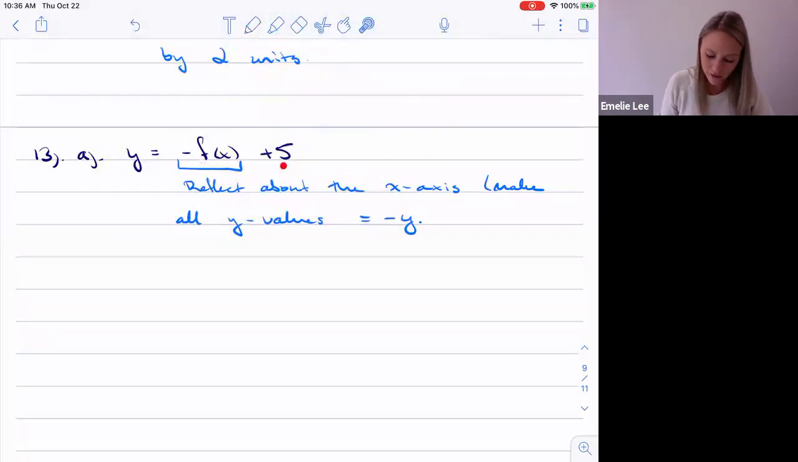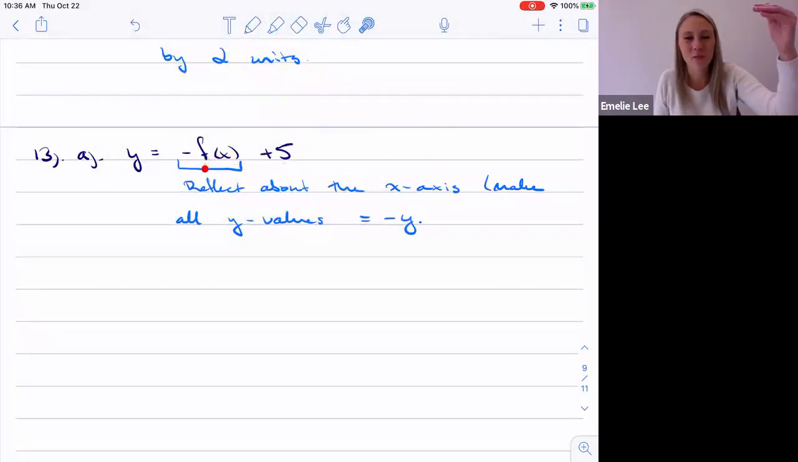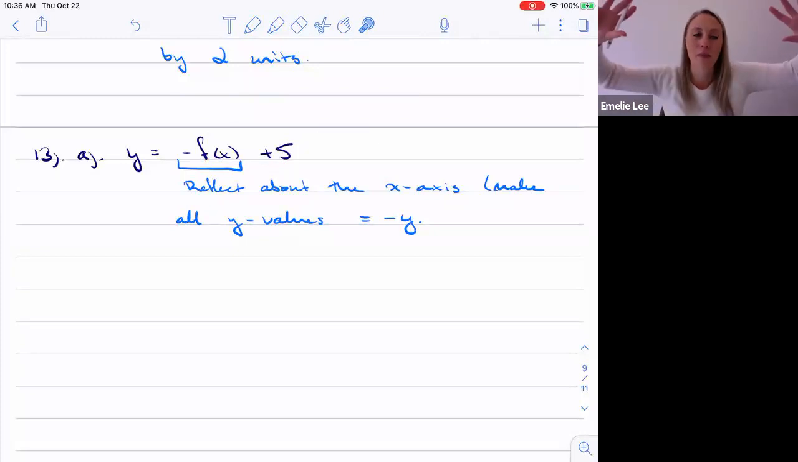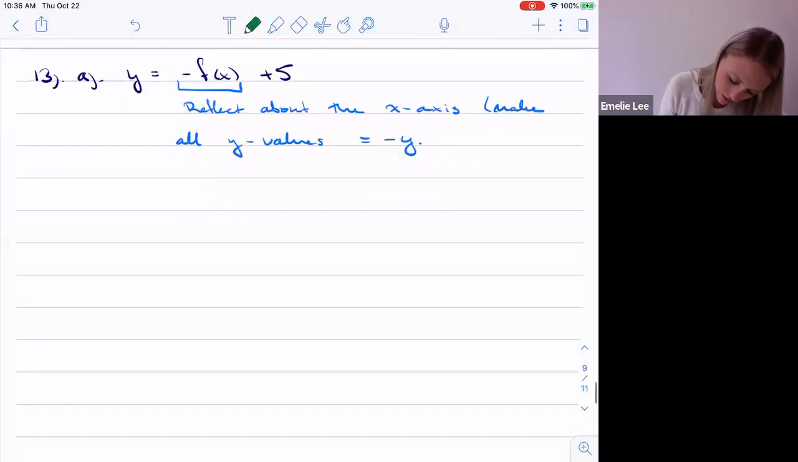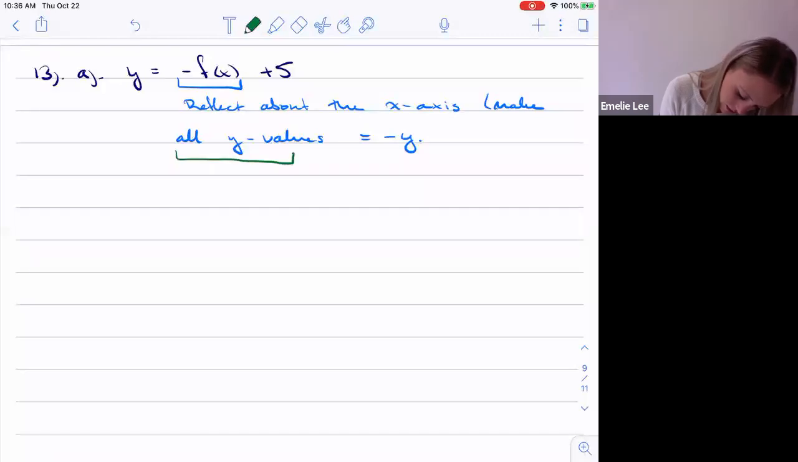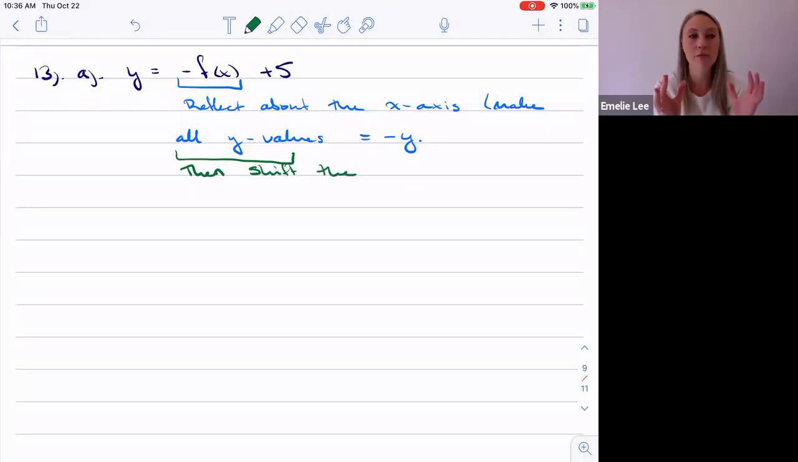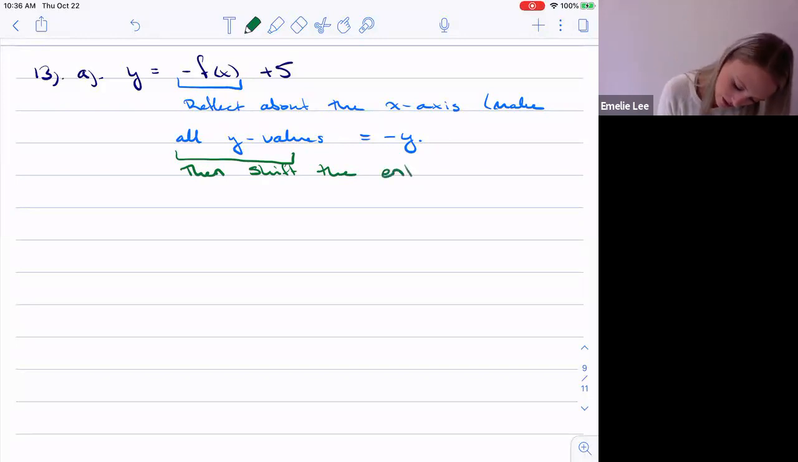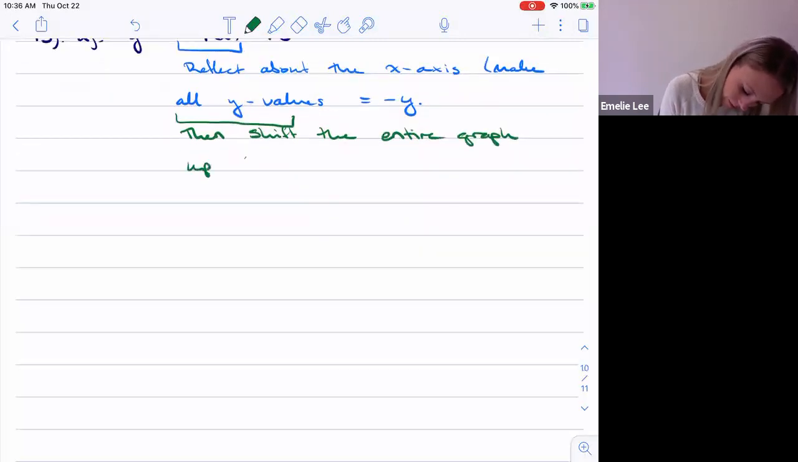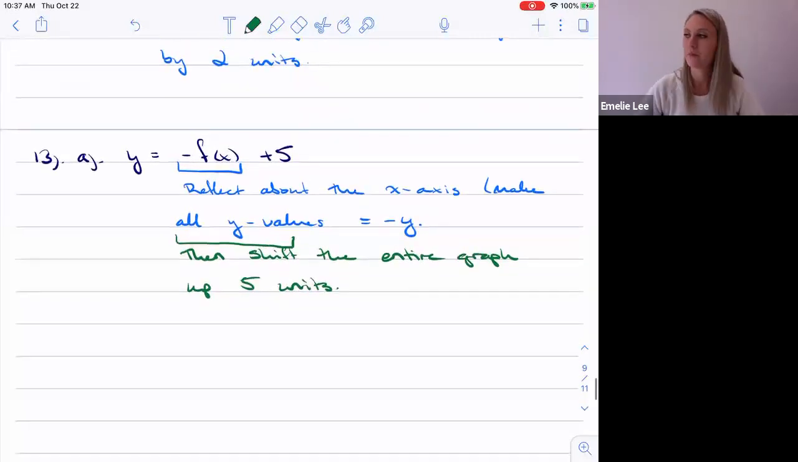And then after we've done that, we can move this whole thing up by 5. Because we've got plus 5 on the whole f of x, we then shift the entire graph up 5 units. Good.